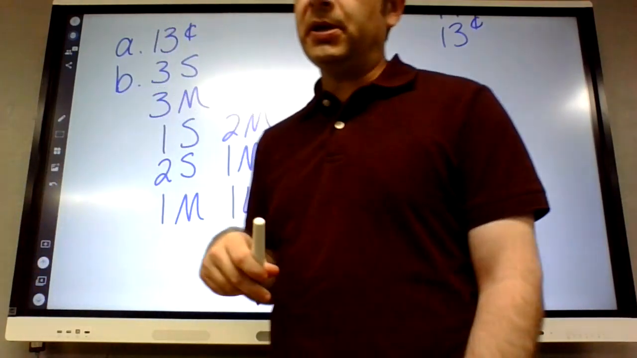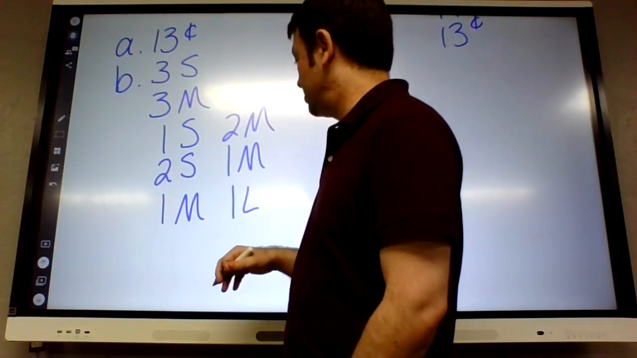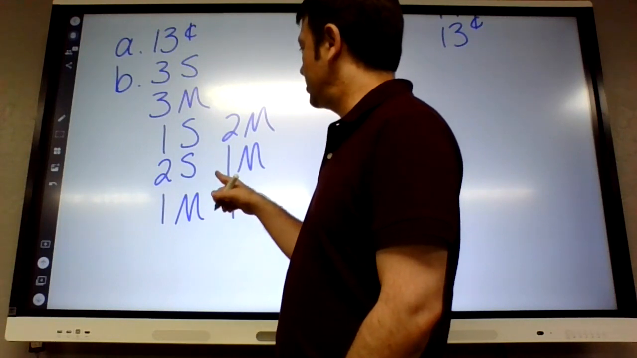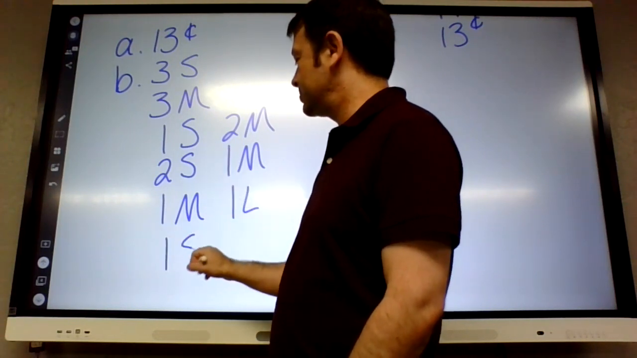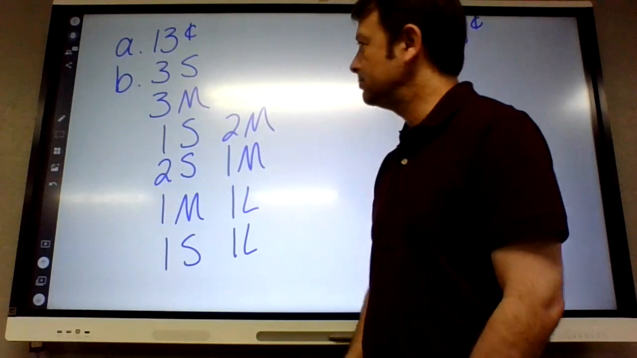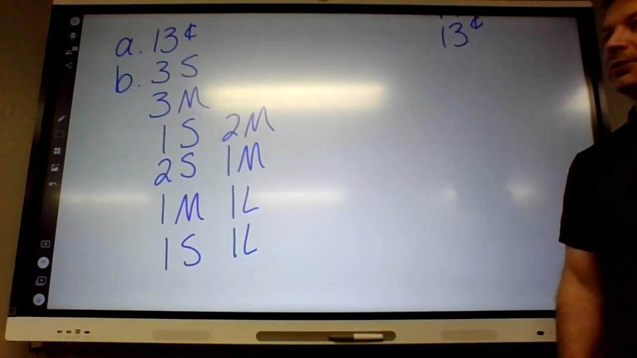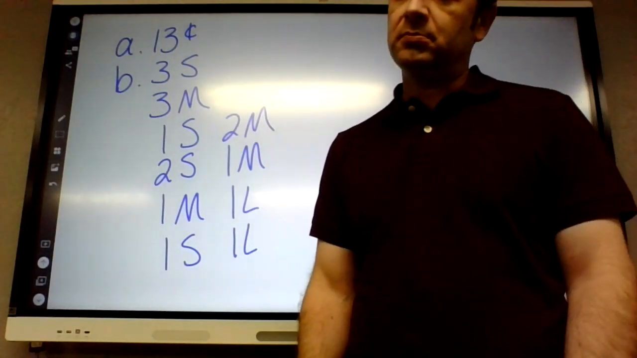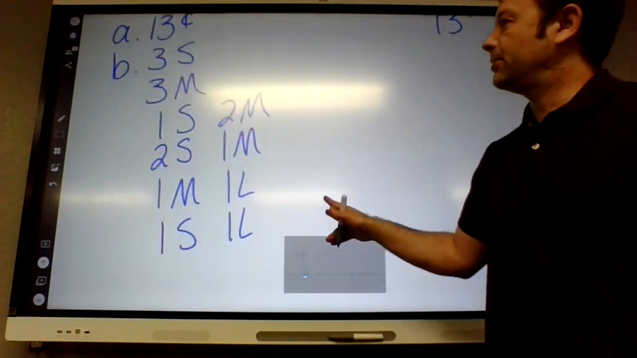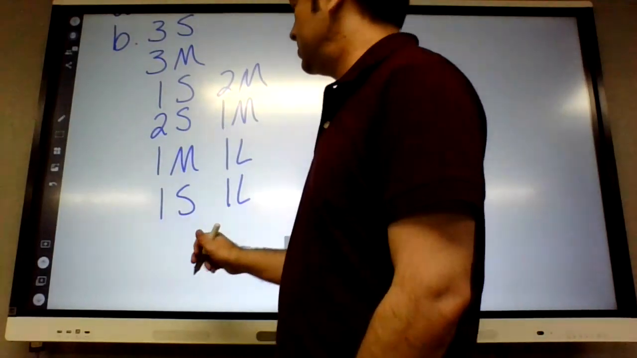You could do 3. Could we do 1 medium and 1? Did we do 1 small, 1 large? Oh, we did skip 1 small, 1 large. That's a lot. Yeah, but that's all of them too. So we can put any of those down. Okay, that's the answer to B. All 6 of those.